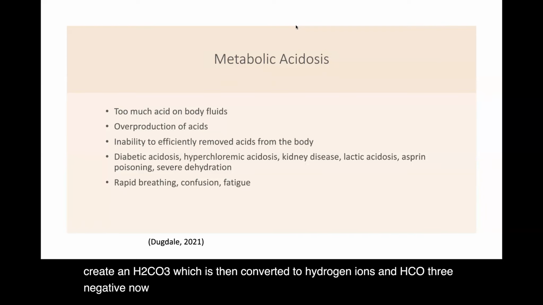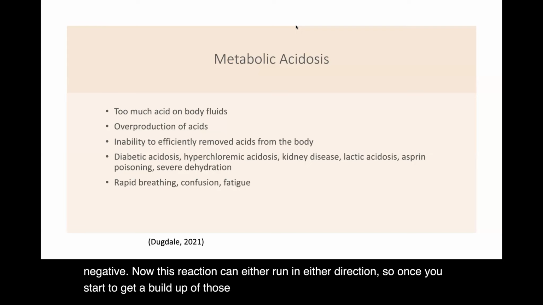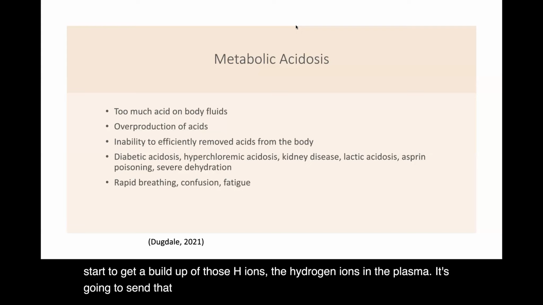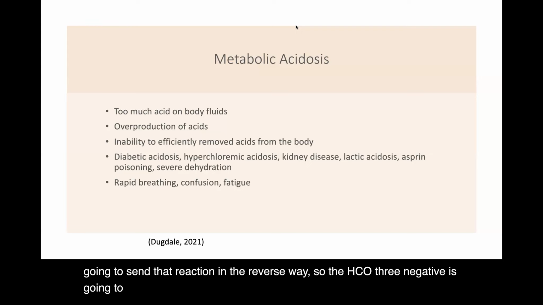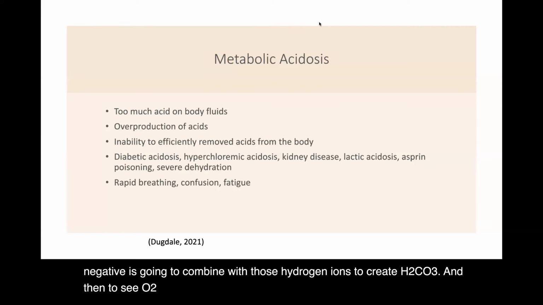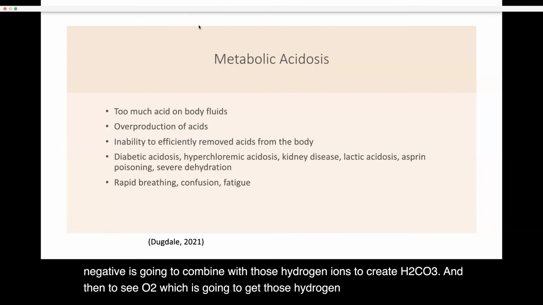Now, this reaction can run in either direction. So once you start to get a buildup of those hydrogen ions in the plasma, it's going to send that reaction in the reverse way. So the HCO3 negative is going to combine with those hydrogen ions to create H2CO3, and then CO2, which is going to get those hydrogen ions removed from the plasma.